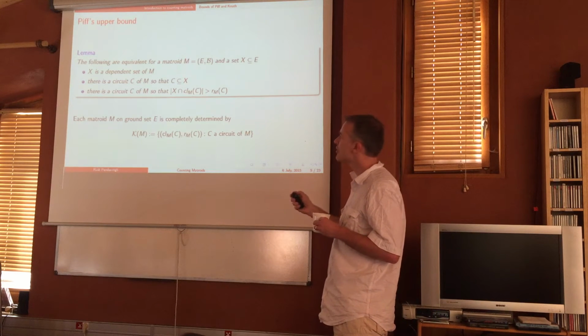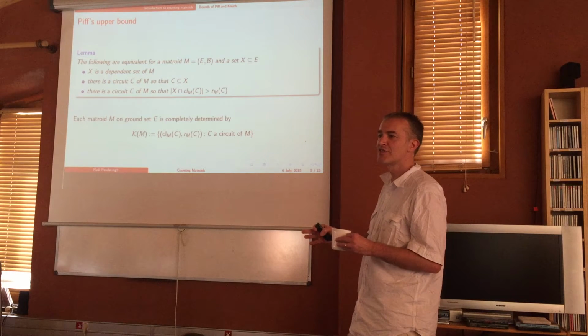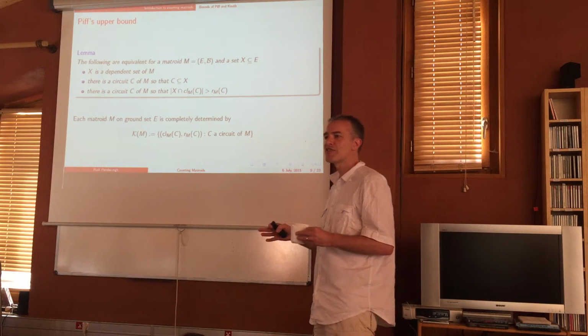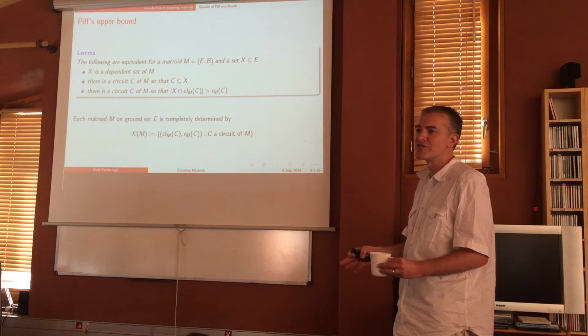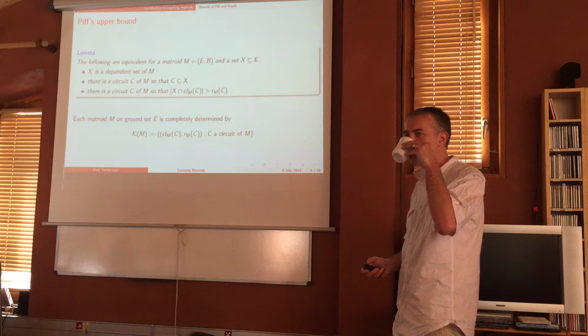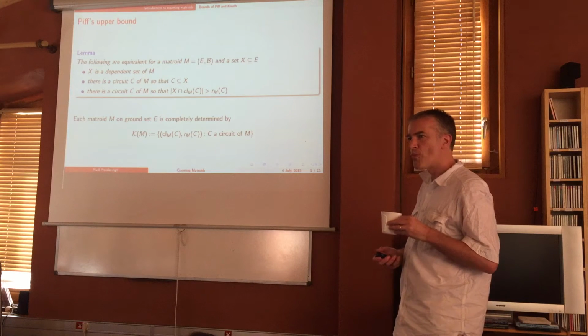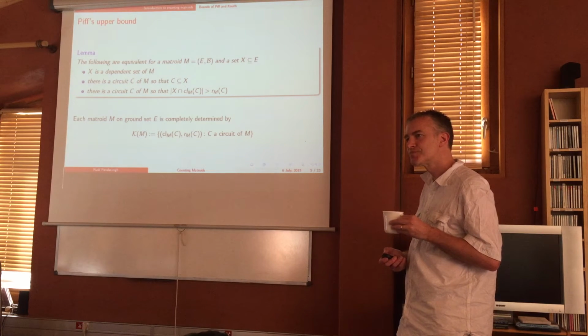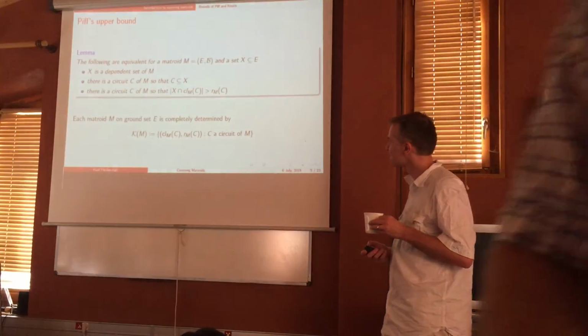So this closure here is just a flat. Now you're saying my set intersects a flat, and the intersection with the flat is bigger than the rank of the flat. Well, then in the intersection there must be some dependency. If it was the size on the right, it would be greater than or equal to. Oh, it is obvious after all. It must be.